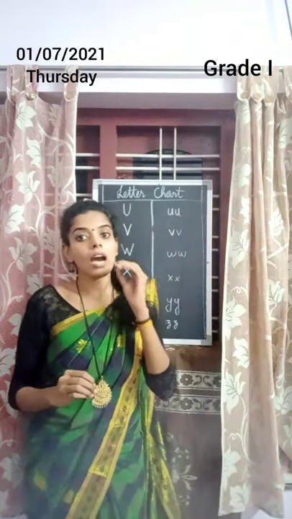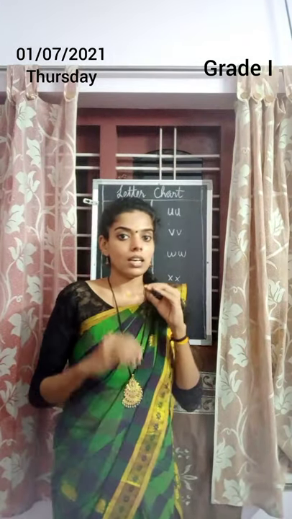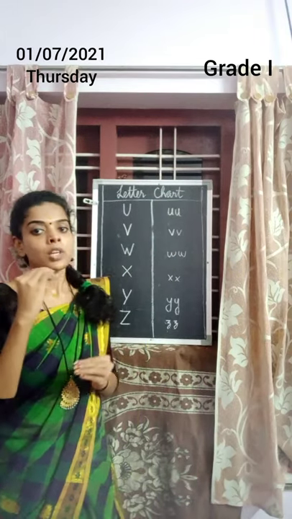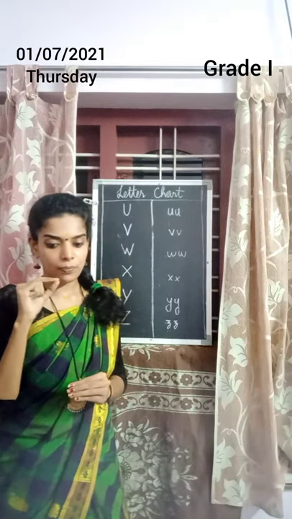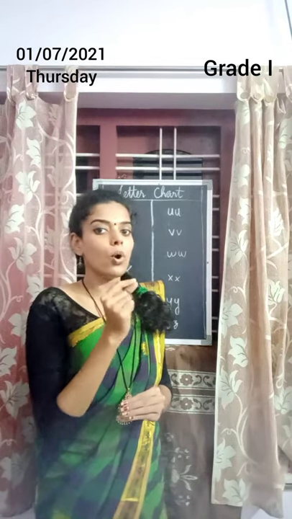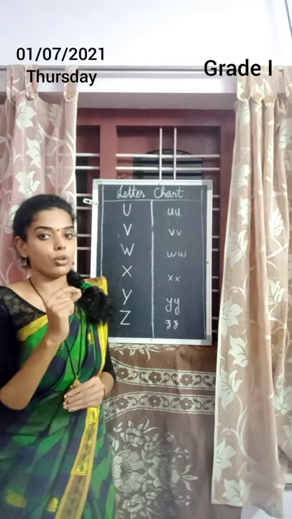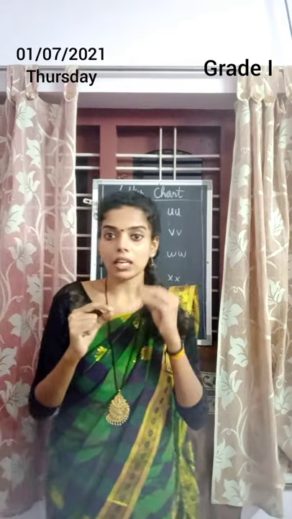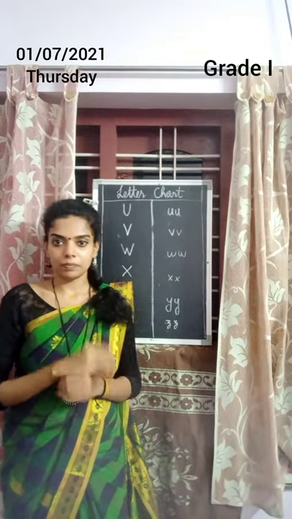So, the next one is R. The sound of R is ra sound. Examples: rat, rabbit, rhino, robot. Okay, so the sound of R is ra sound.